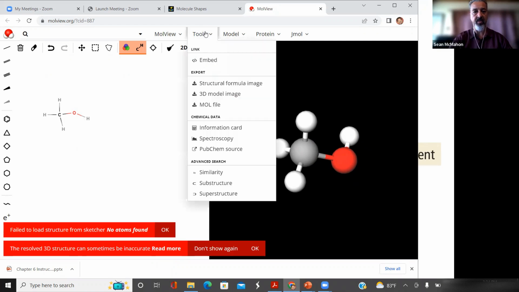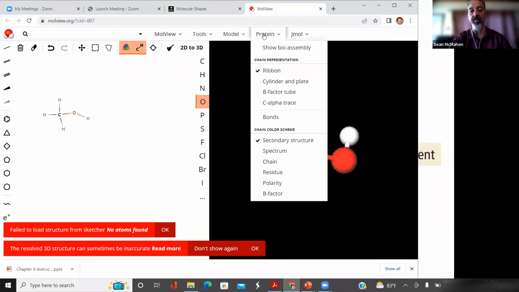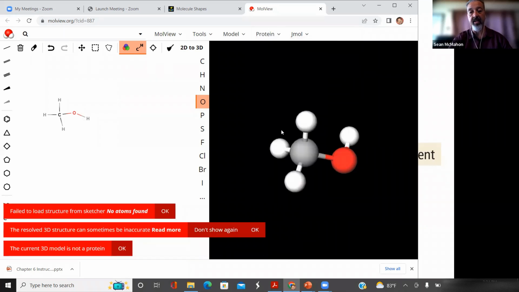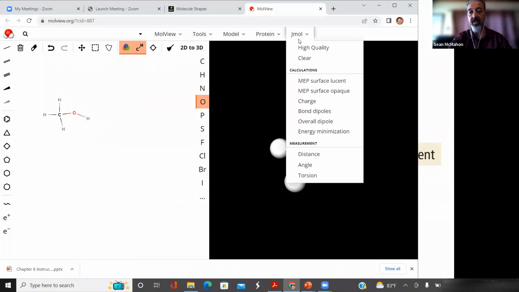Right, so tools. I don't really want to spend too much time on this. You guys are more than welcome to look at this. There are a lot of useful things like polarity and things like that. Oh yeah, here, bond dipoles.